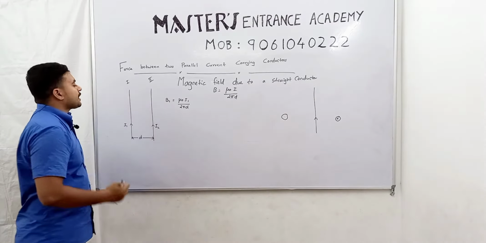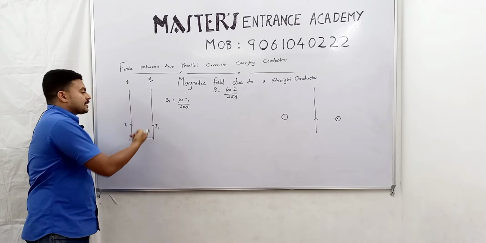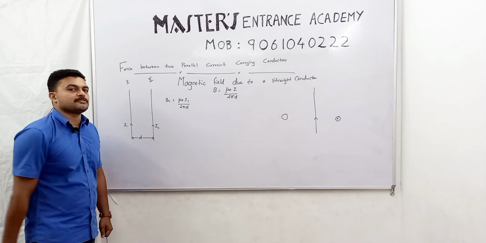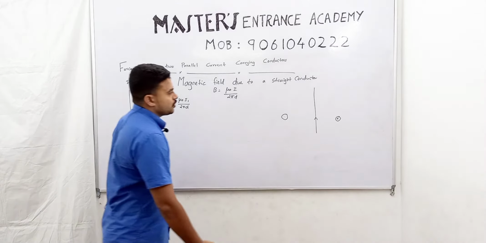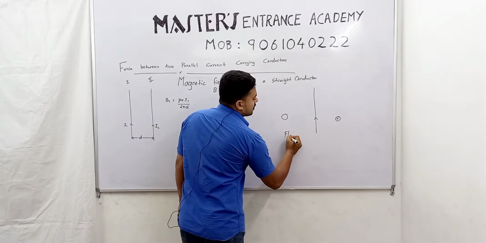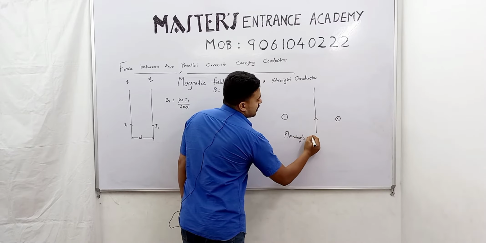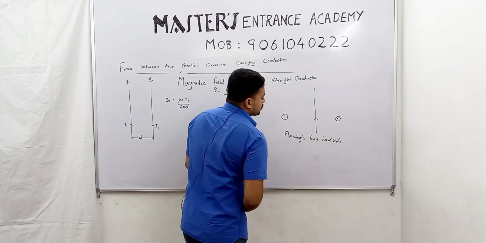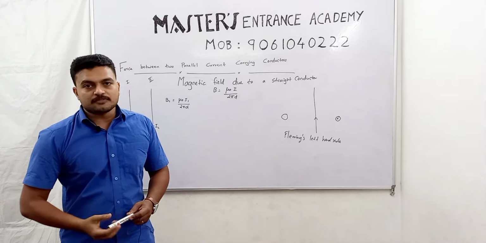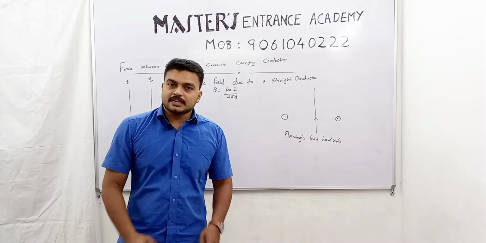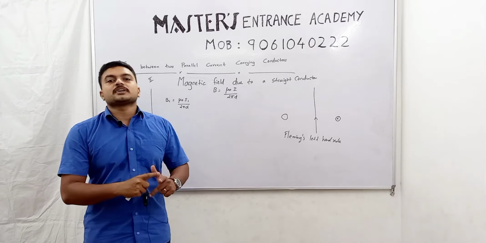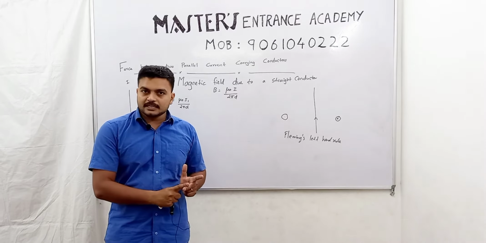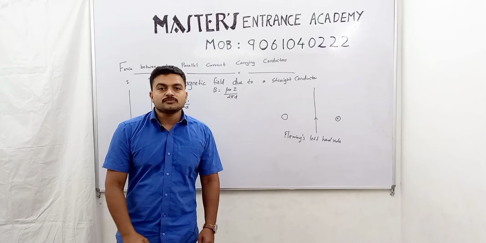When the magnetic field is acting like this and current is acting in the upward direction, what happens? There is a force, by Fleming's left hand rule. Stretch out the forefinger, middle finger and thumb in mutually perpendicular directions like this. The forefinger represents the direction of the magnetic field, the middle finger the direction of current, and the thumb represents the direction of force.